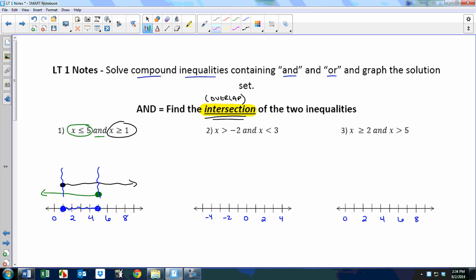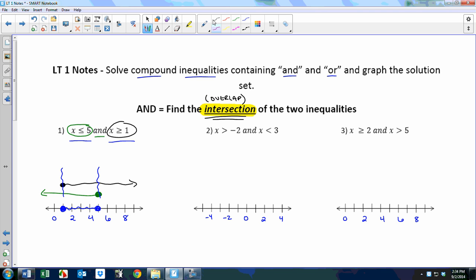So your final answer is anything between 1 and 5. Those are the numbers that'll work. Think about it this way. Give me an example of a number that is less than 5 and bigger than 1. Less than 5 and bigger than 1. You might say 2 or 3 or 2.6, 2.5. So that's kind of how that works.